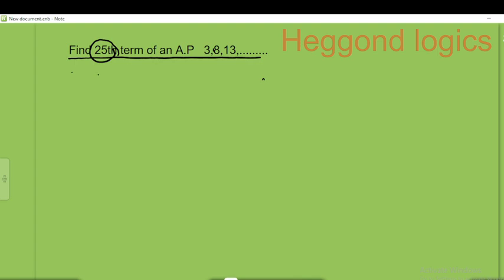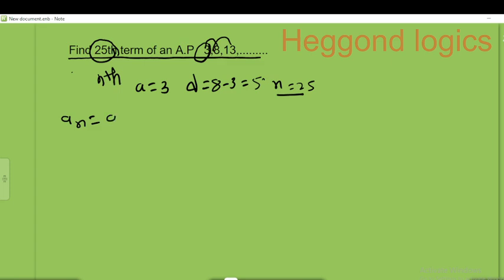For the 25th term, when they ask for the nth term, directly use the an formula. In this case a is equal to 3, and d means the difference between consecutive terms, a2 minus a1 or a3 minus a2. 8 minus 3 is equal to 5, and n is equal to 25. This is given. Now the an formula: an is equal to a plus n minus 1 into d.